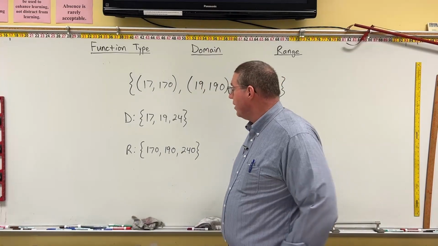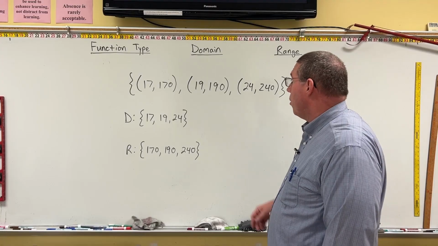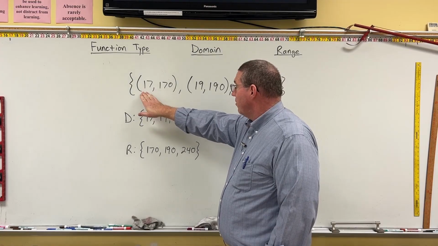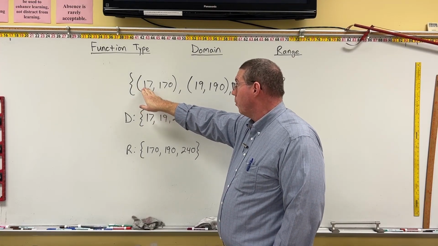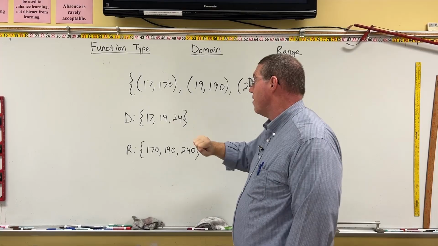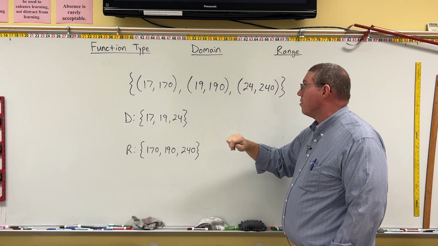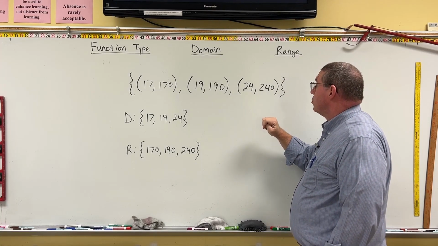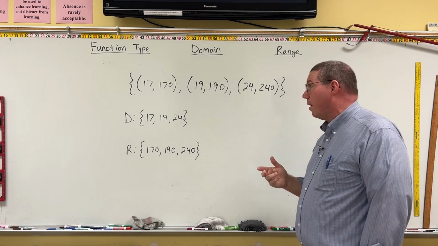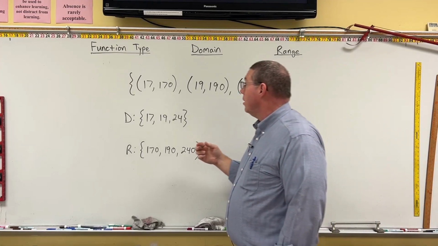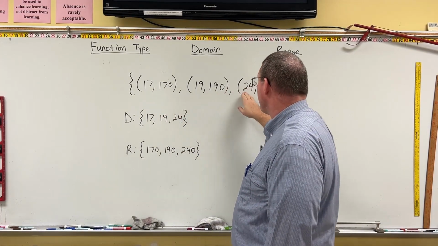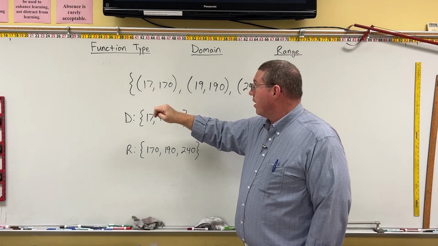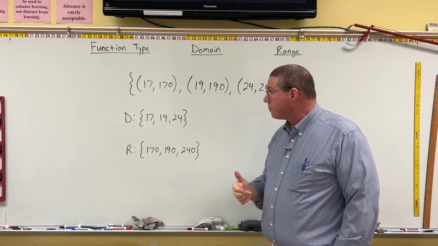I want to remind you of an example we did in Lesson 6 where we identified a relation where there was a person who goes to work, and when they worked 17 hours in a week, they earned $170. When they worked 19 hours in the week, they earned $190. And when they worked 24 hours in the week, they earned $240. And we said that this is a function because none of the numbers is repeated with a different output variable. Okay, that each input variable has a unique output variable.